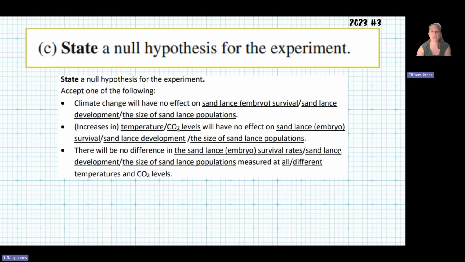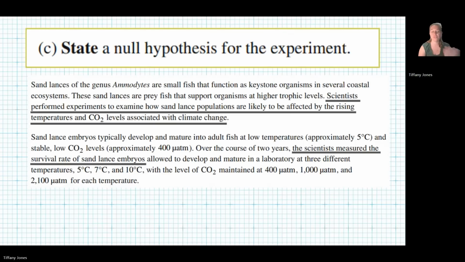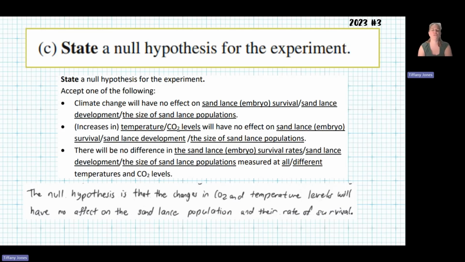So your options could be that the temperature will have no effect on the sand lance survival, sand lance development, or the size of populations. Okay, so again, the temperature has no effect on the sand lance survival rate. They've given it to you all in that prompt. You just have to pull that information out. And the student's answer here says the changes in carbon dioxide and temperature levels will have no effect on the sand lance population and their survival rate.